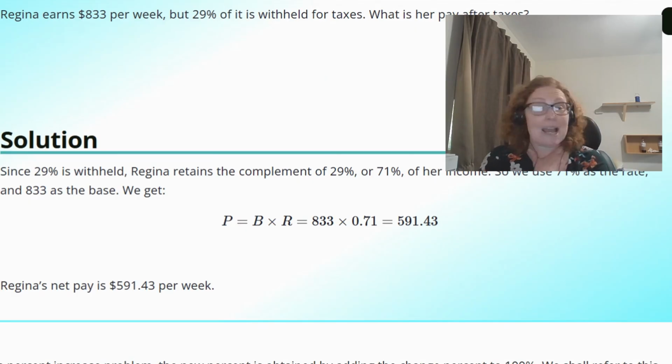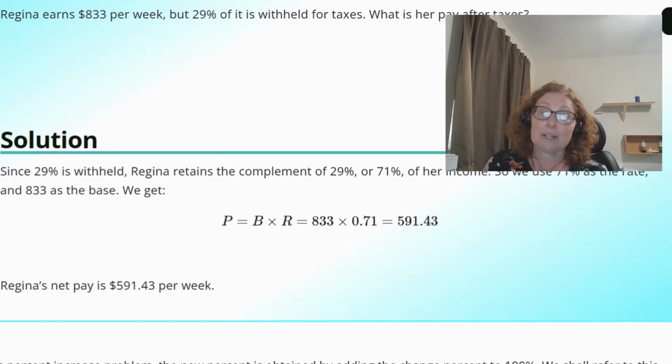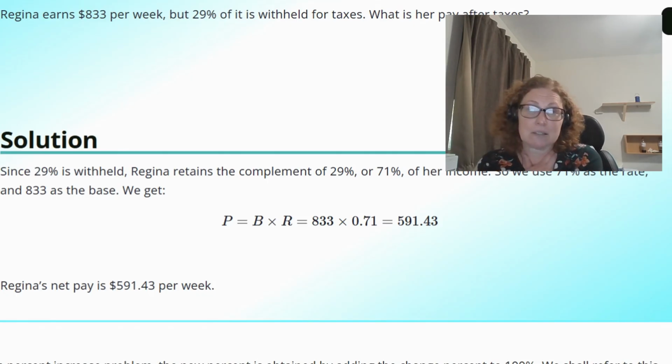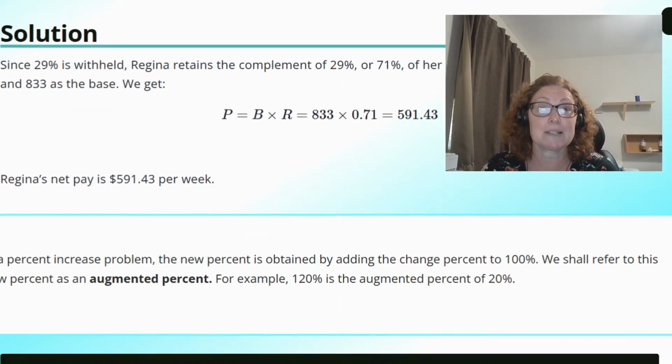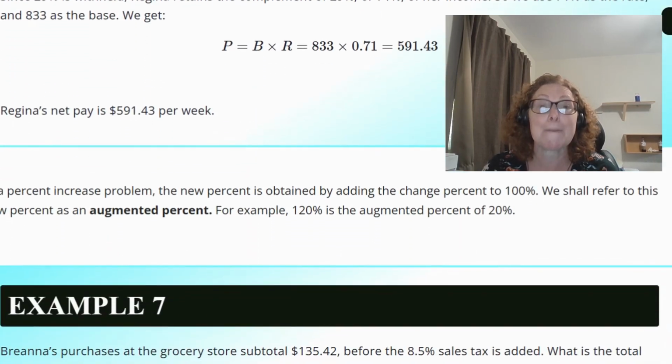They did not ask how much is withheld. If they asked how much was withheld, it would be 833 times 0.29. But they want to know what is her pay after taxes. So she would be keeping the 71%. Okay.